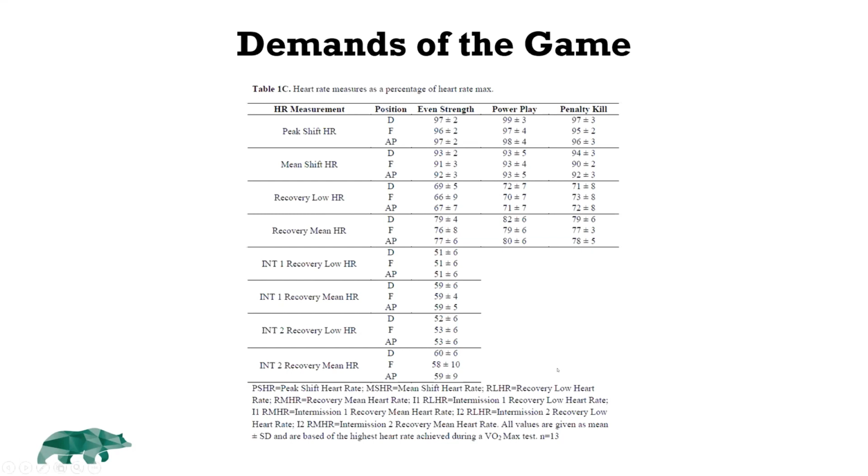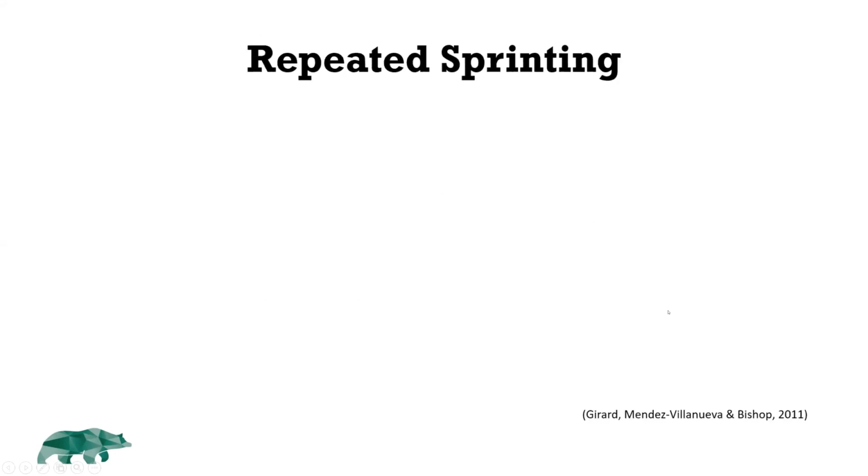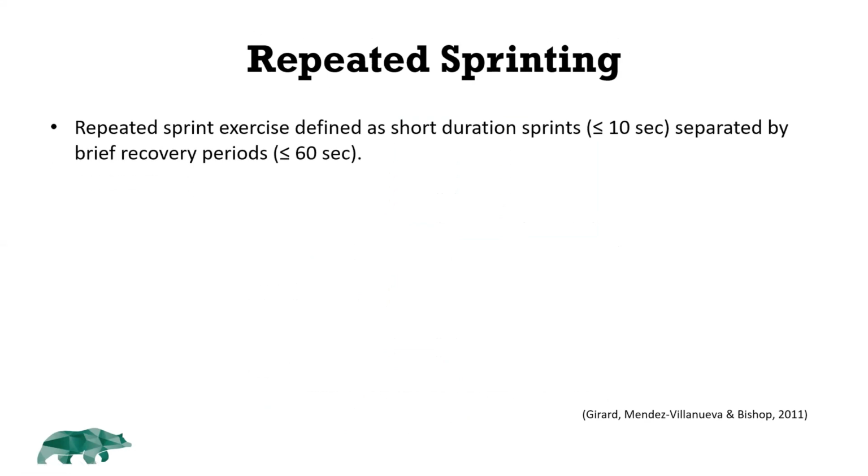So all in all, it's just pointing to the fact that hockey is a very aerobically demanding game, where often it gets presumed that it's strictly anaerobic in nature. So it's obvious that hockey involves repeated sprinting and repeated sprint ability. When we're looking at repeated sprint exercise, it's defined as short duration sprints equal to or less than 10 seconds, separated by brief recovery periods of equal to or less than 60 seconds.